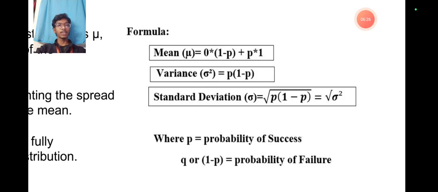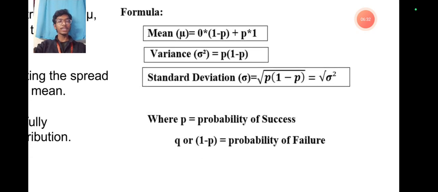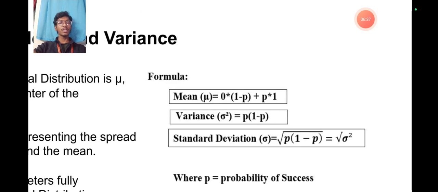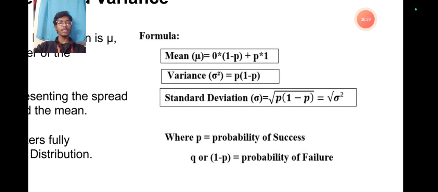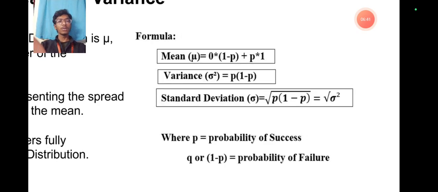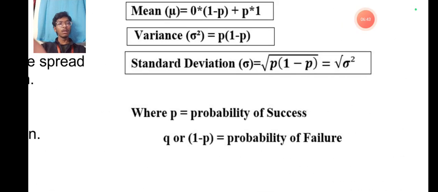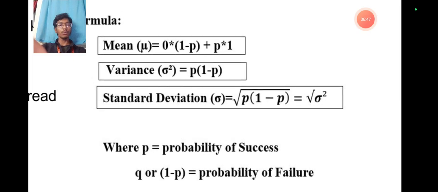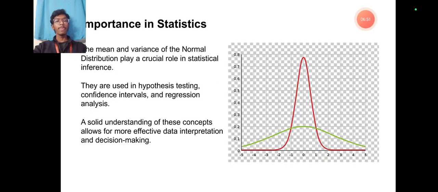which equals the square root of σ². So here in these three steps, mean, variance and standard deviation, p stands for the probability of success, and q, or 1 - p, stands for the probability of failure. And the next one is importance in statistics.